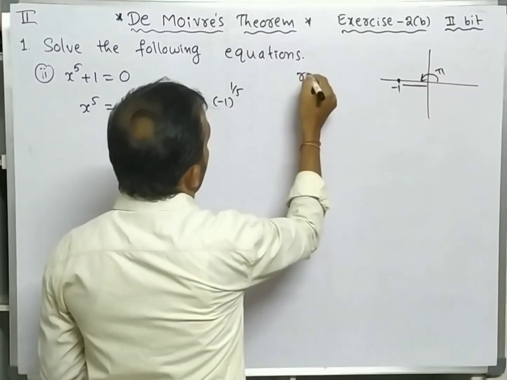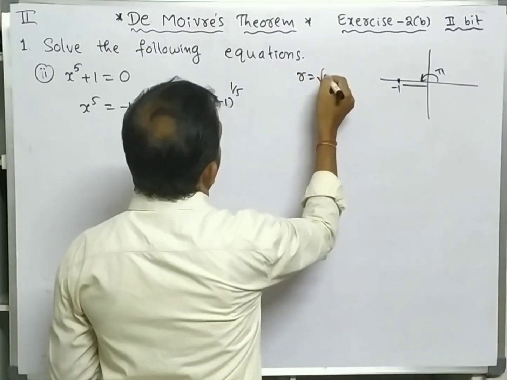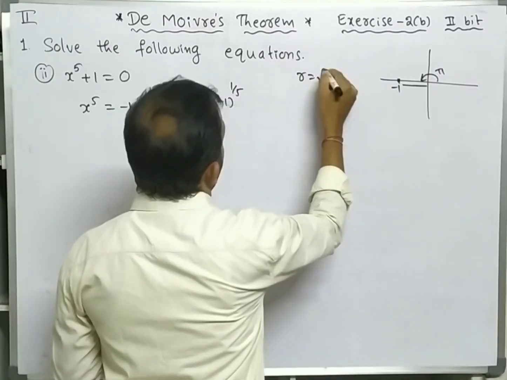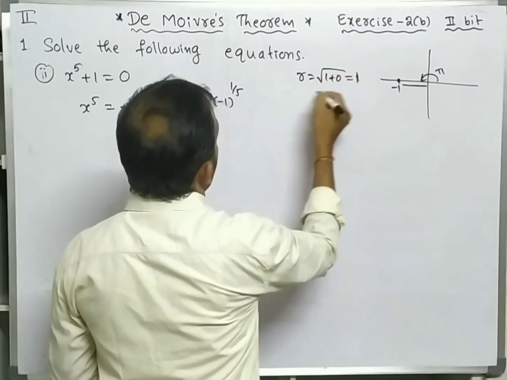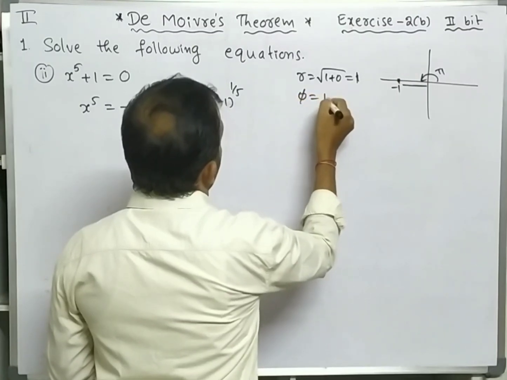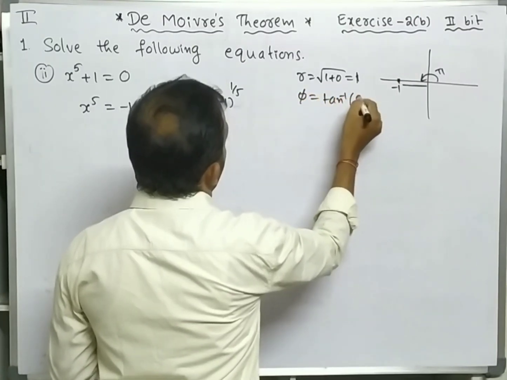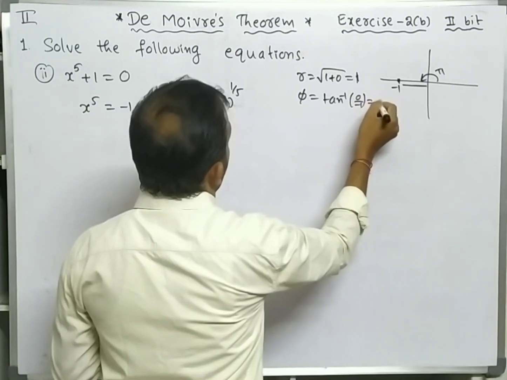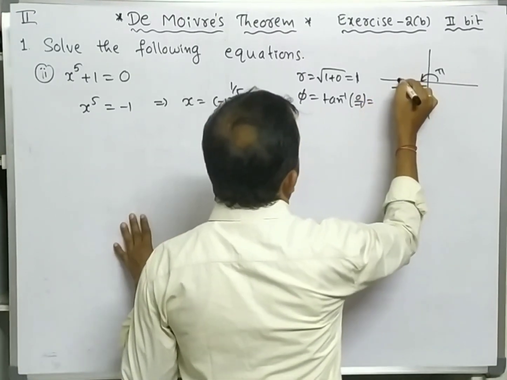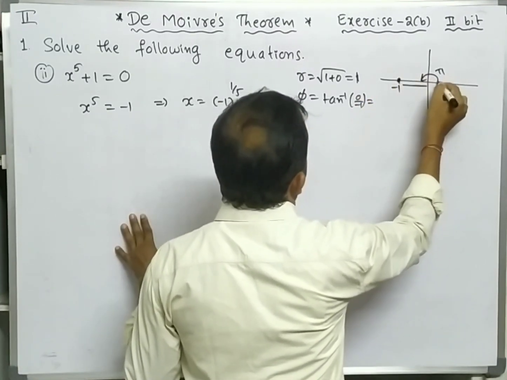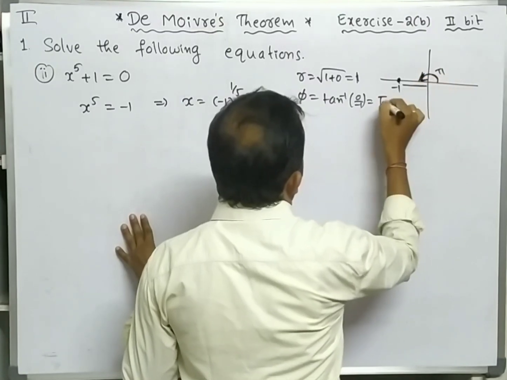Otherwise r is equal to root of (minus 1) square plus 0 square, that is root 1, and argument is tan inverse of 0 by minus 1, that is 0, but the location is here, therefore we should write it as pi.